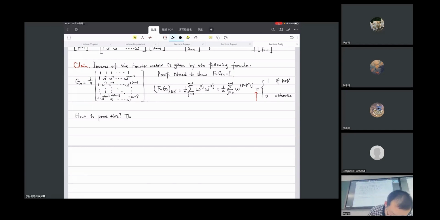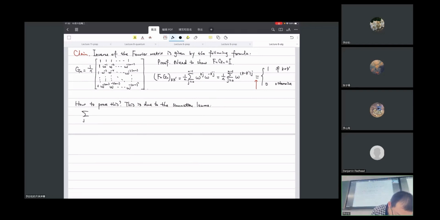So this is just due to the summation lemma. What do I mean by the summation lemma here? It's basically the summation of j equals 0 to n minus 1 of omega to the Lj equals n if L mod n equals 0, that is, L is an integer multiple of n, or 0 otherwise. So basically we are showing a thing like this.